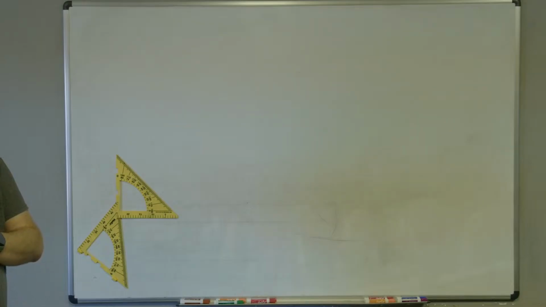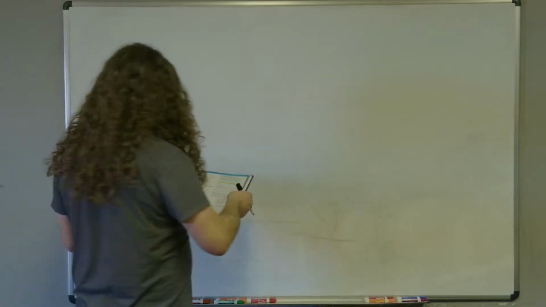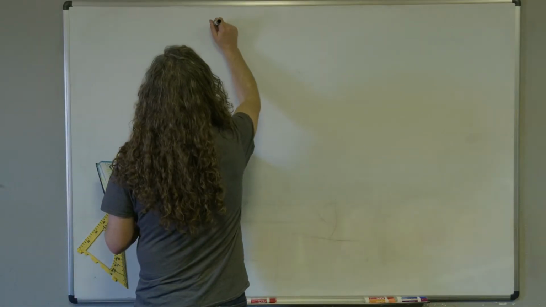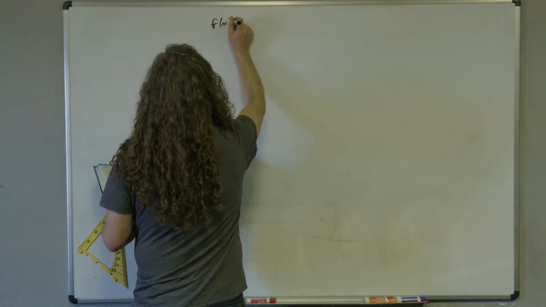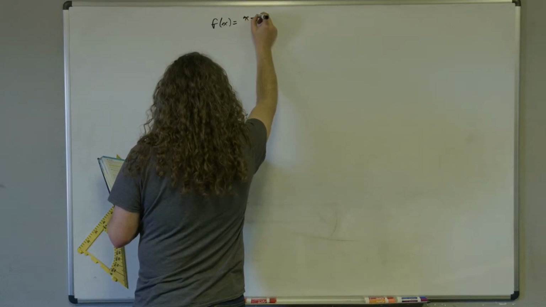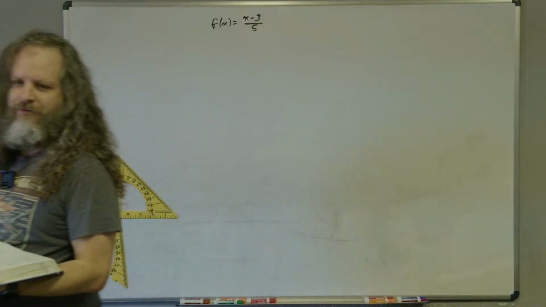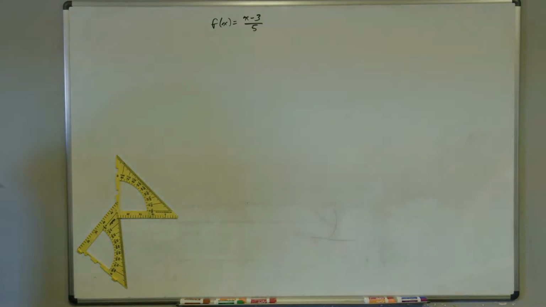What is that? Oh, stupid LHN thing. Go away. All right. Let's find the inverse of this and graph it and its inverse. Let's do this one. So f of x equals x minus 3 over 5. Okay, so we're going to start by finding the inverse of that.